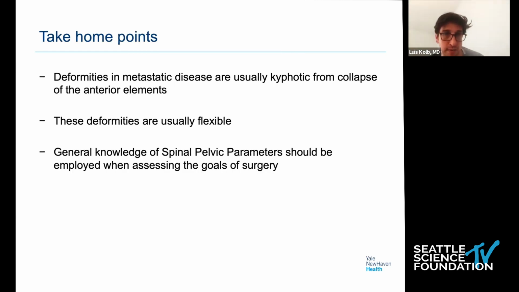In short, deformities in metastatic disease are usually kyphotic because of the collapse of the anterior elements. They're usually flexible, even though traditionally we have concentrated a lot on separation of the elements and getting the patients to their secondary stages of treatment. I implore the audience that as patients live longer, we should really keep an eye on these spinopelvic parameters, because the quality of life metrics will be severely affected if they're left misaligned post-surgically. Thanks, everybody.